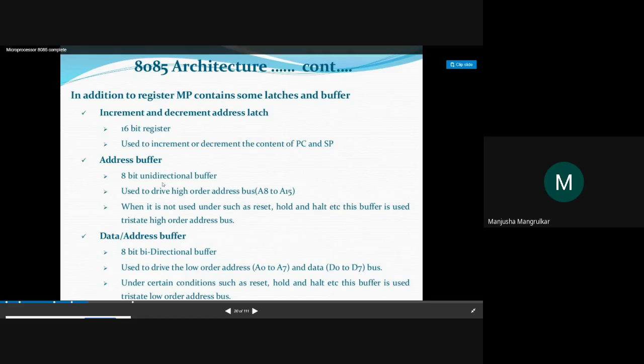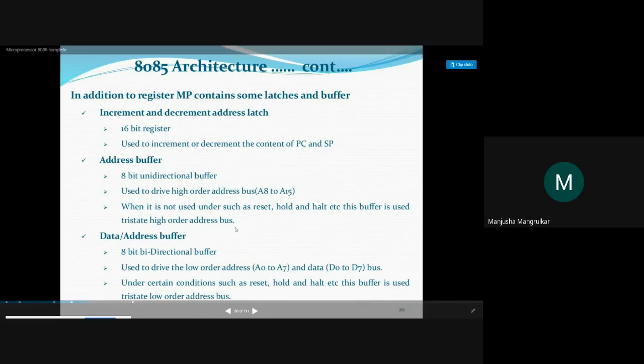Address buffer, an 8-bit bidirectional buffer, used to drive the high order address bus A8 to A15, right. When it is used under such conditions as reset or hold, this buffer is used to tri-state the high order address, right. This is A8 to A15.